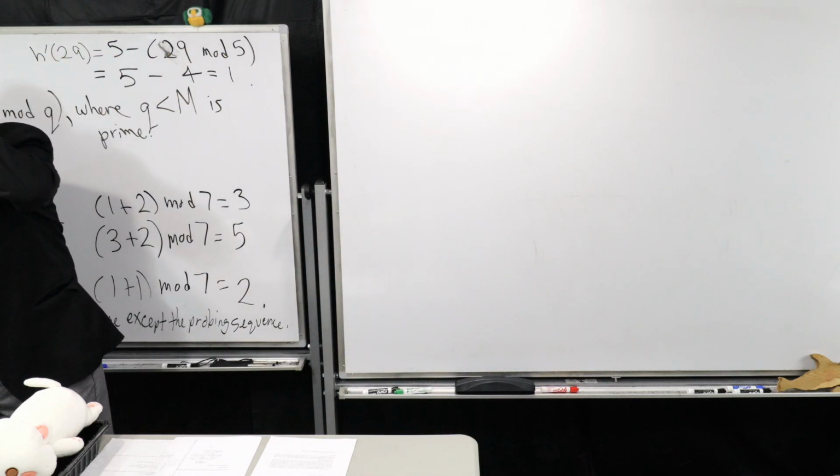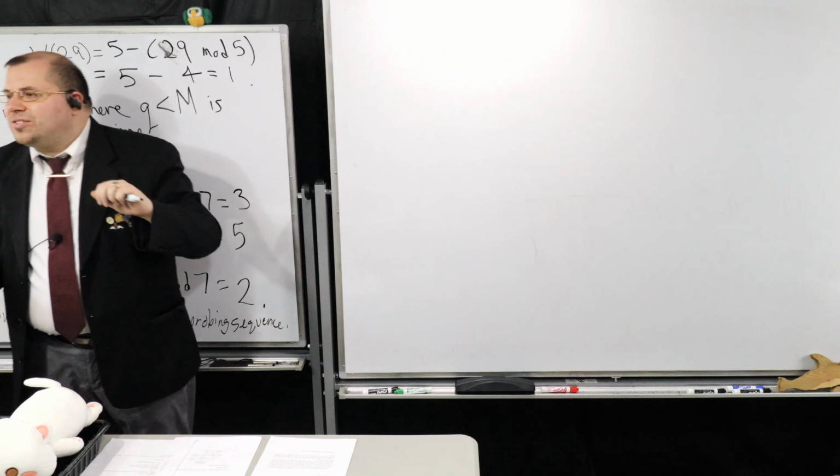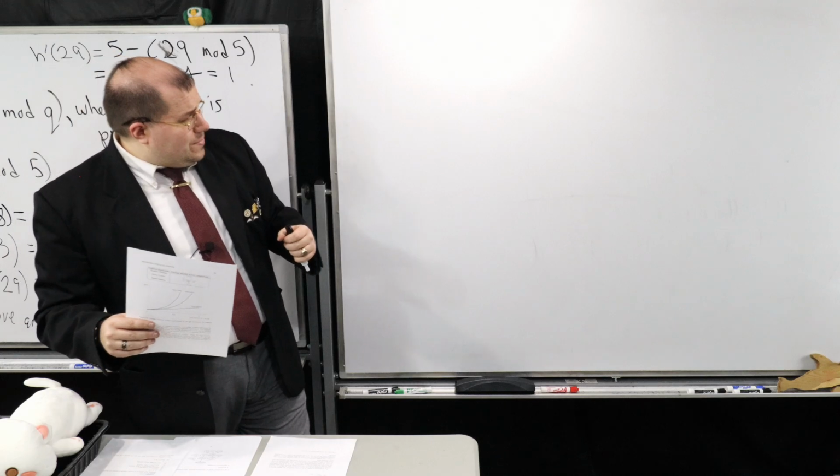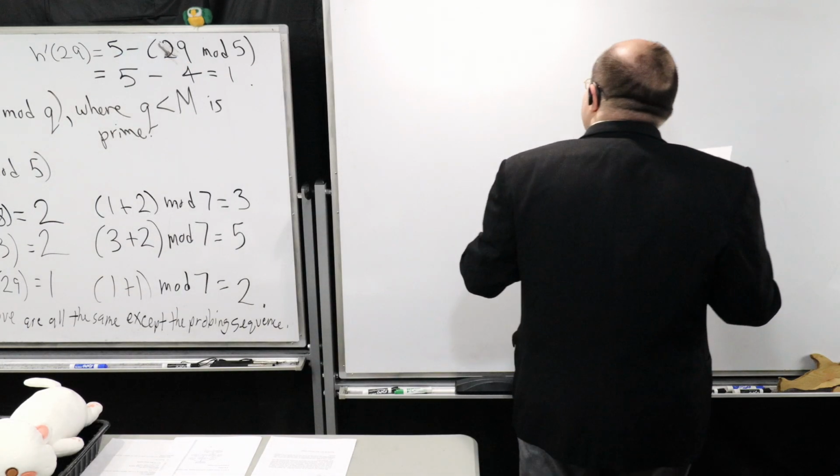So what if t sub 2 has some element in it? How would 29 store there? If there's something already there, you would just continue doing the probing sequence, right? That's it. That's all it is.